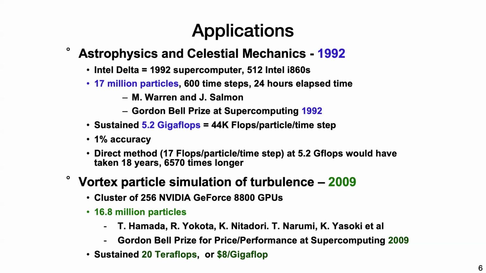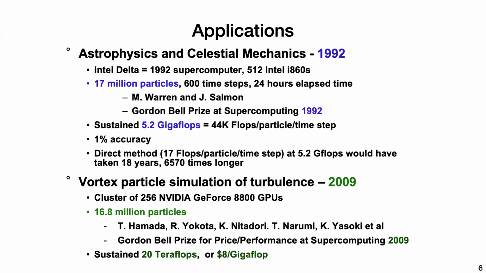This is 1992, but still, back then, they were able to do 5.2 gigaflops, which is a huge deal back then. Now we have supercomputers that can do exaflops, but it's not that every algorithm is going to achieve an exaflop on the supercomputer. You have to tune your algorithm to do it. And just for comparison, if you did the direct method of doing n squared calculations, it would have taken 18 years. So this is the power of algorithms: you can significantly cut down the time just by doing slight approximation.